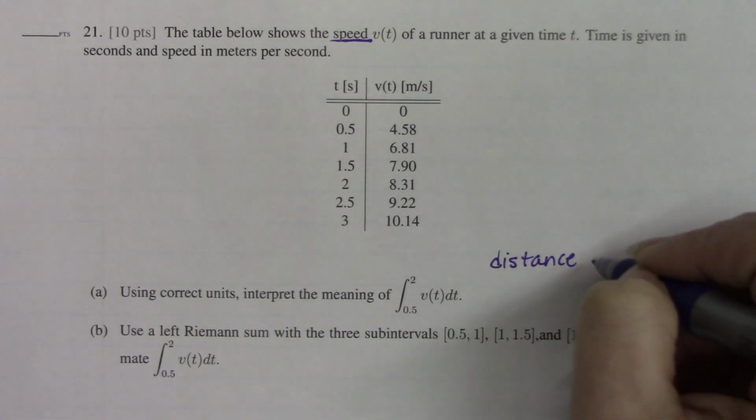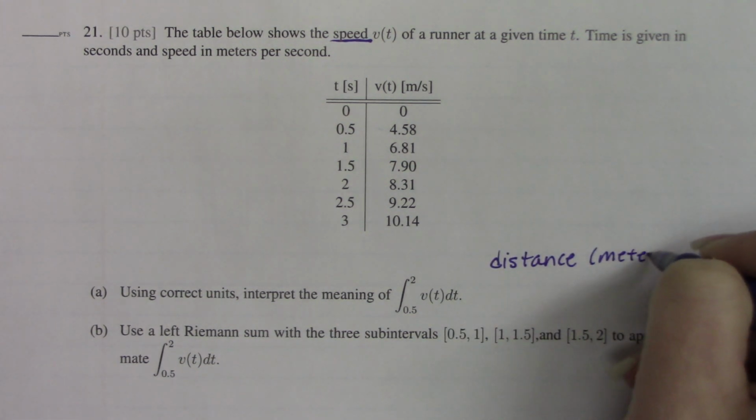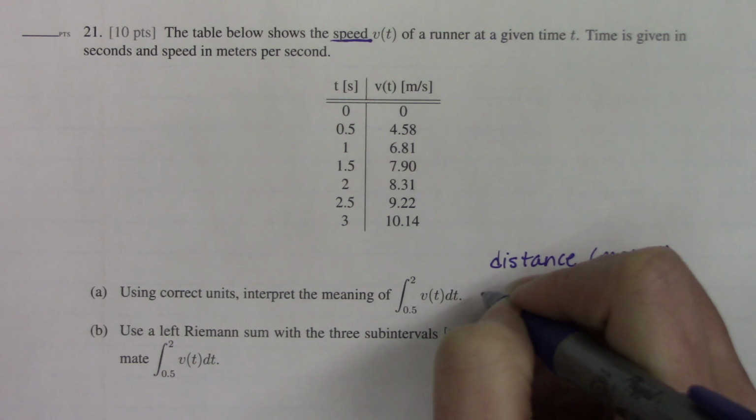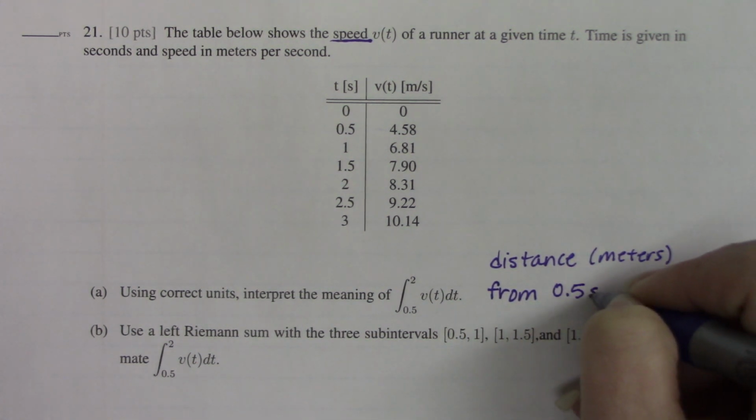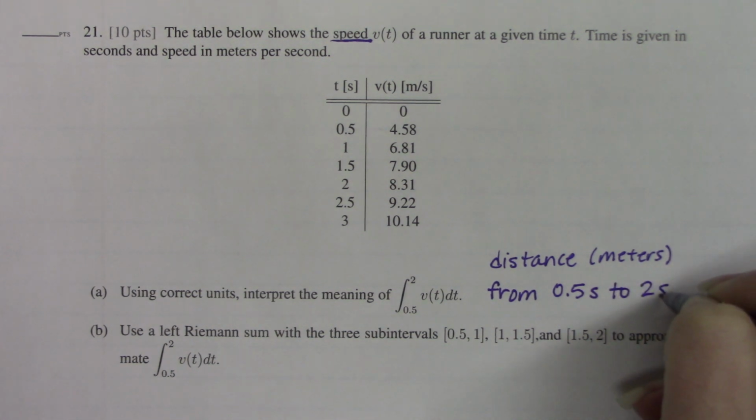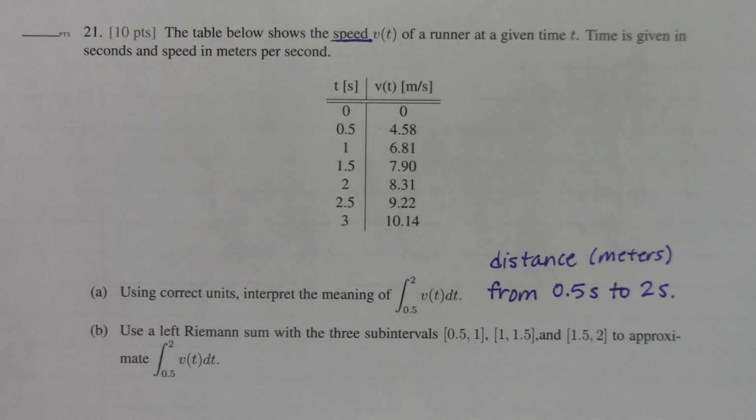and the distance will be in meters traveled, right, from 0.5 seconds to 2 seconds. So it's how far the runner ran.